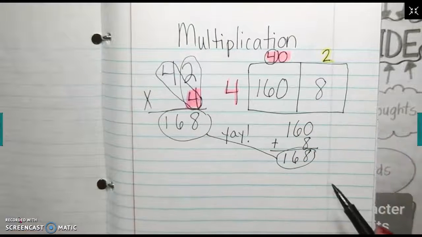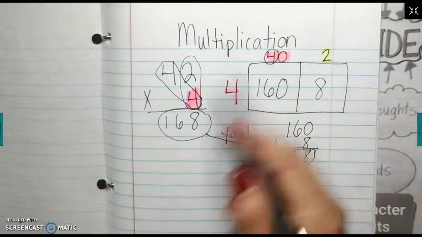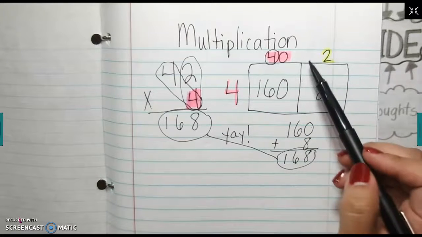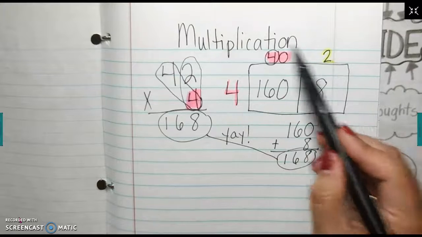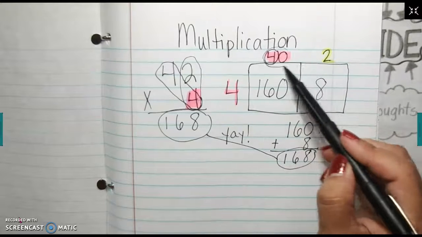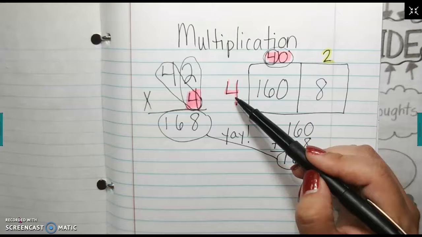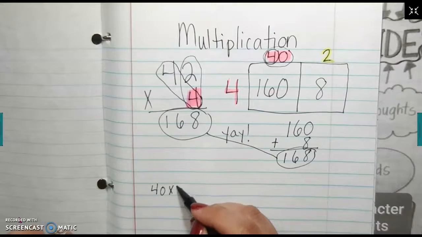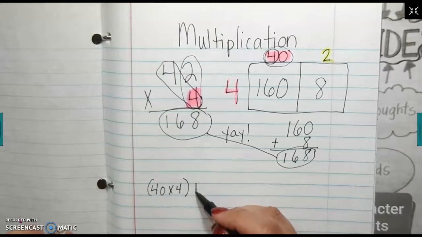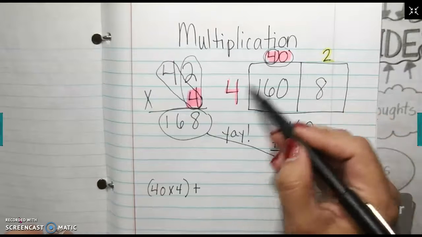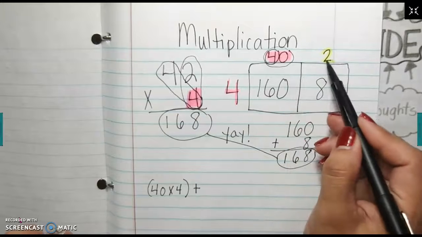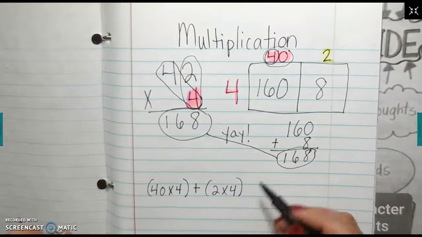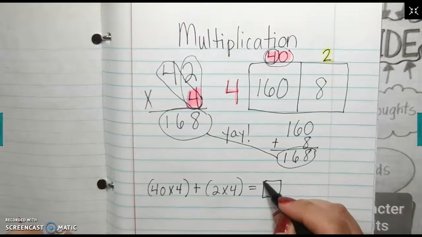So really quick, a number sentence that goes along with this. When you're looking at your algorithm, what is it that you did? If you were going to explain to someone what you did, you would say that you grabbed the 40 and that you multiplied it times 4, right? So here you would write 40, what did we do? 40 times 4, stick it in parentheses, plus, what was the second thing we did? Well, we multiplied the 2 times the 4. So 2 times 4 equals box, which equals answer.